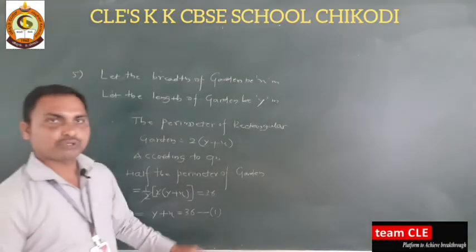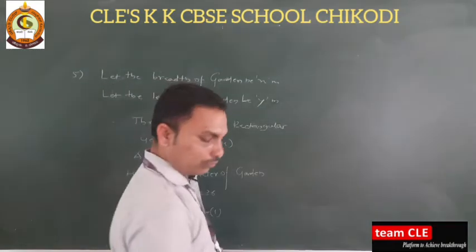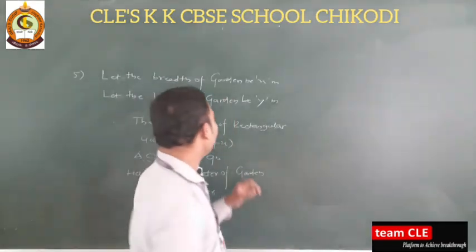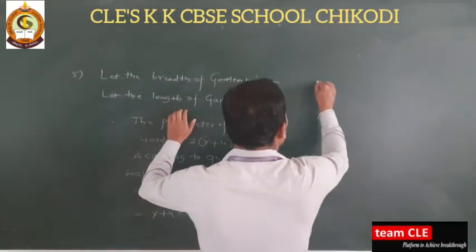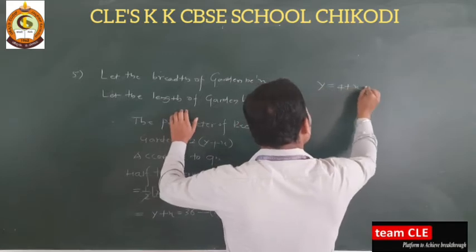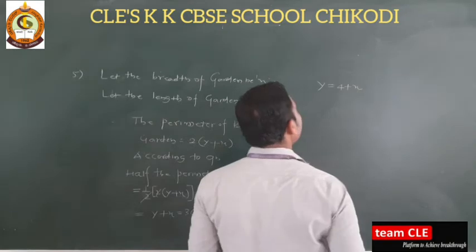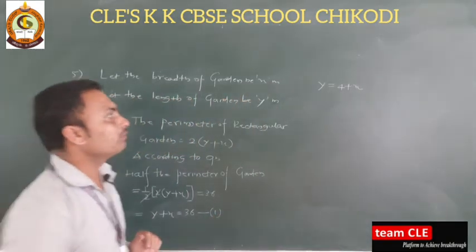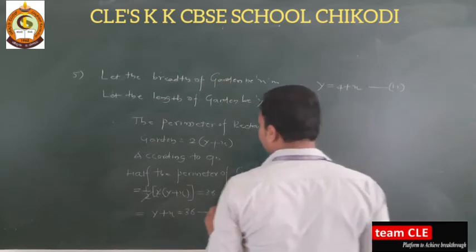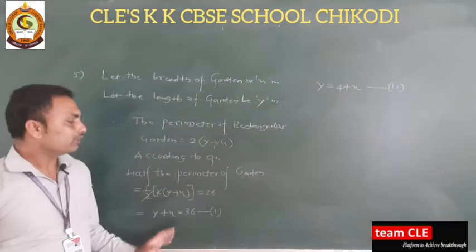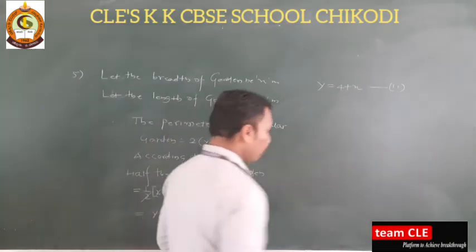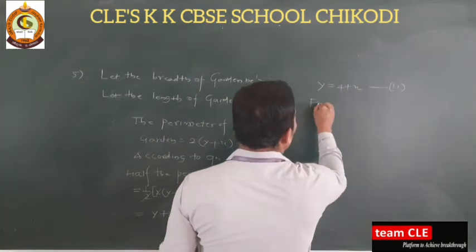Okay, equation number 1. Now also they are given whose length, what we have taken as y, is 4 meters more than its width, that means 4 plus x, isn't it? Equation number 2 we have. So these are the algebraic parts, which are over. Now we need to plot the graph.